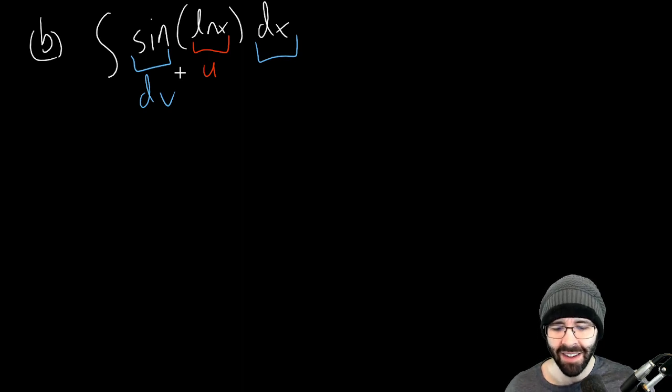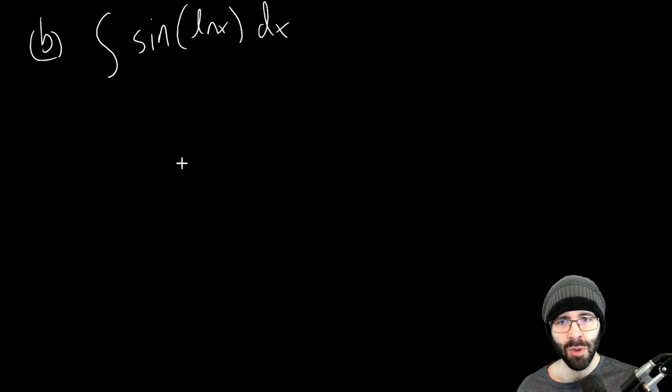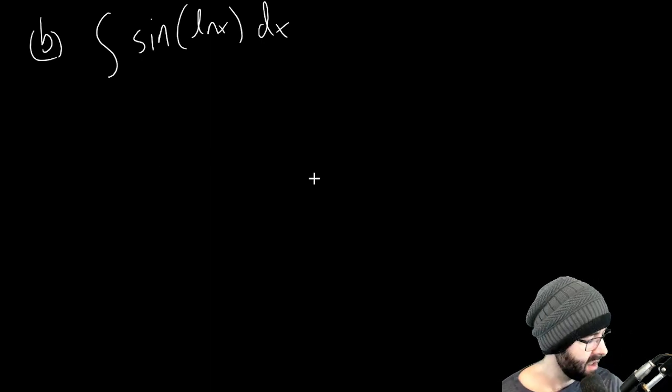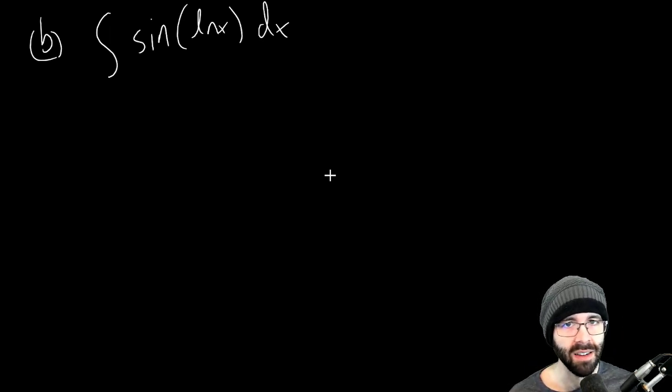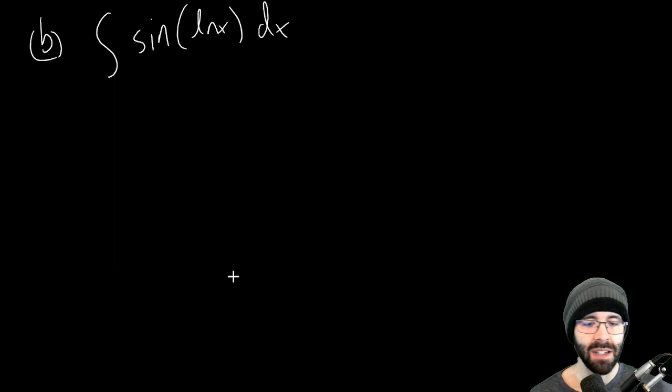Everything looks happy. The problem is that this is not multiplication. For integration by parts to work, we need multiplication, but this is on the inside. We can't use integration by parts like that because they're not being multiplied. There's no multiplication happening here at all. We cannot let one of these be u and the other be dv.